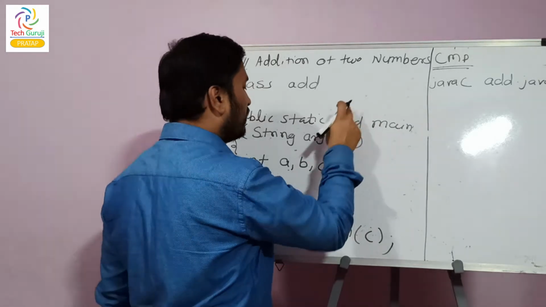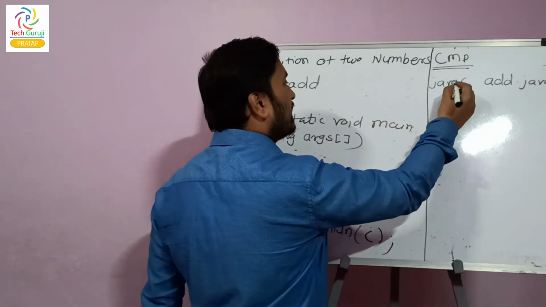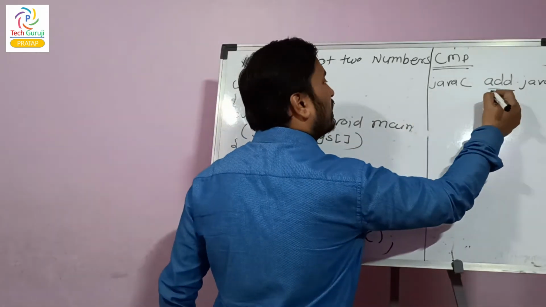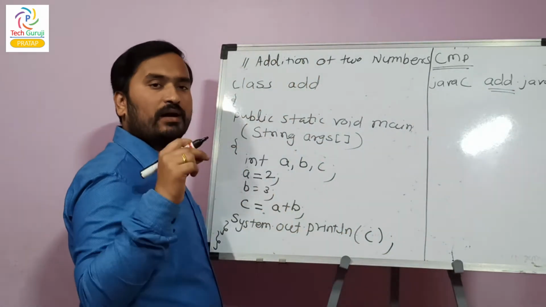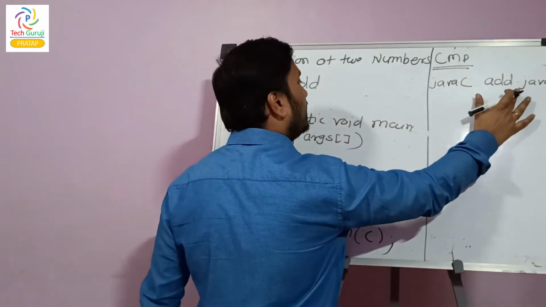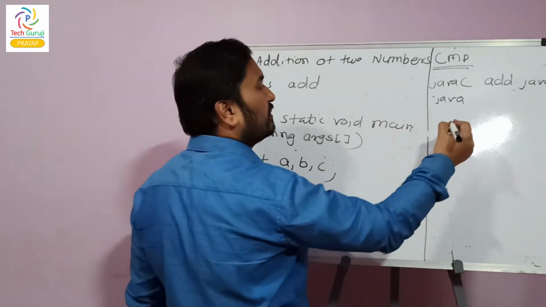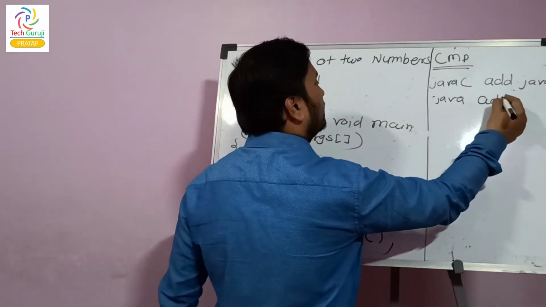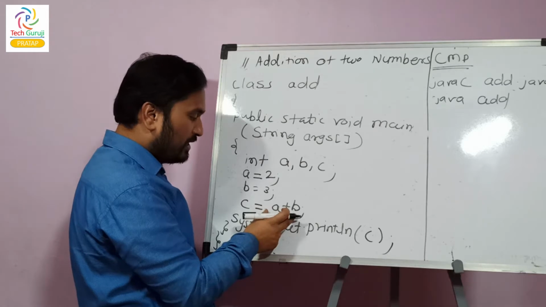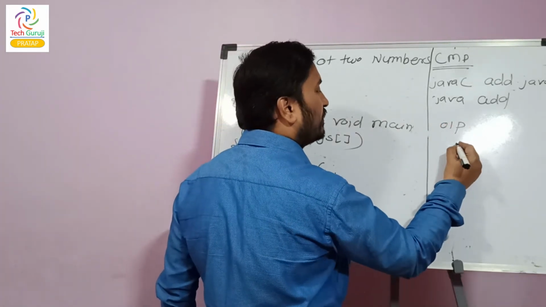So it will compile the code and move to the next line. Next we have to convert this add.java code into machine readable code. For that purpose we need the Java interpreter. So java is the interpreter. So java add. It will display the output, that is the addition of two numbers, that is 5. So the output is 5.